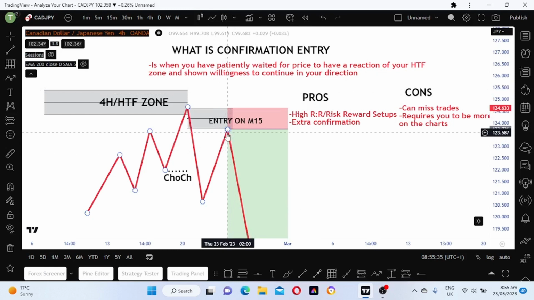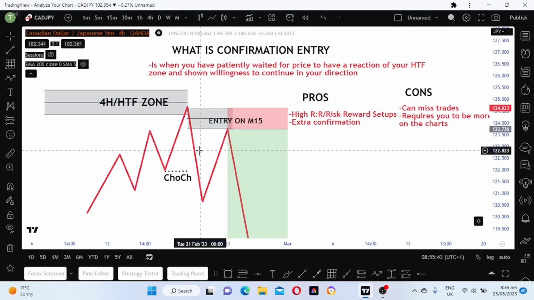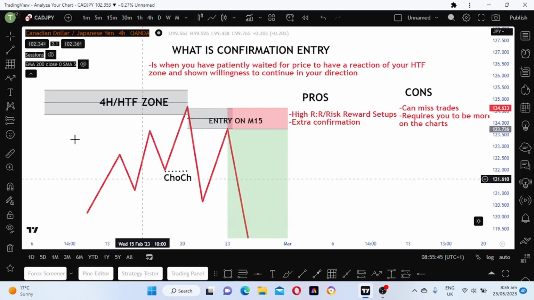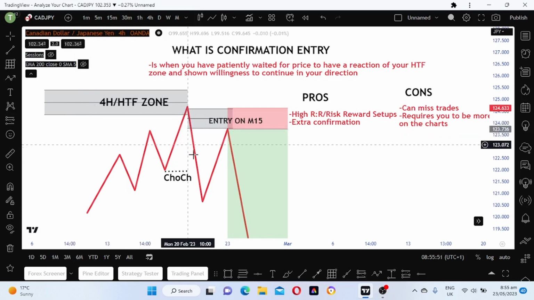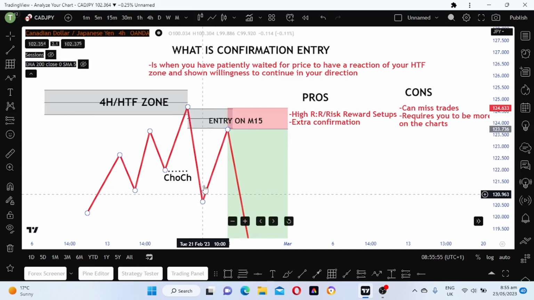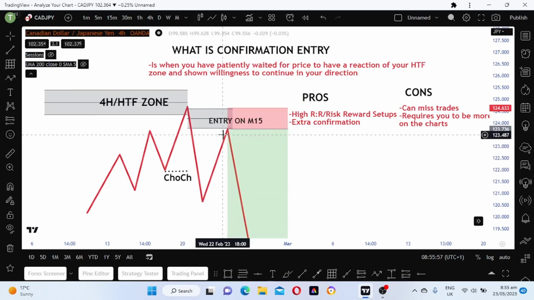The market has shown that it is willing to continue in the higher time frame direction. You wait for the market to align with the higher time frame. The higher time frame in this case is bearish, so now the lower time frame has shifted to bearish. So you wait for a pullback into that smaller zone that you drew on the lower time frame, and then you sell. So this is where we entered on M15, guys.